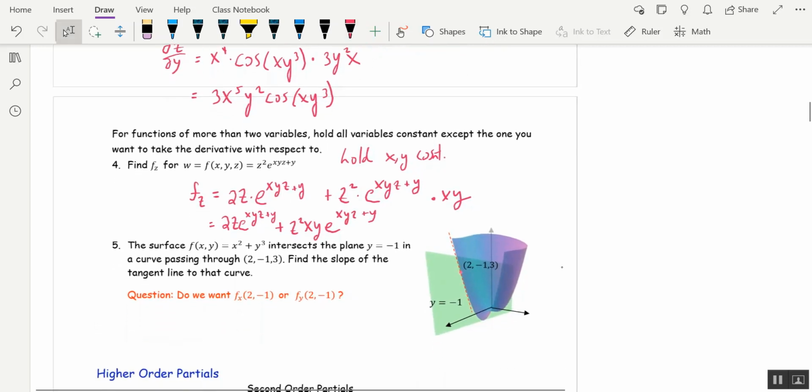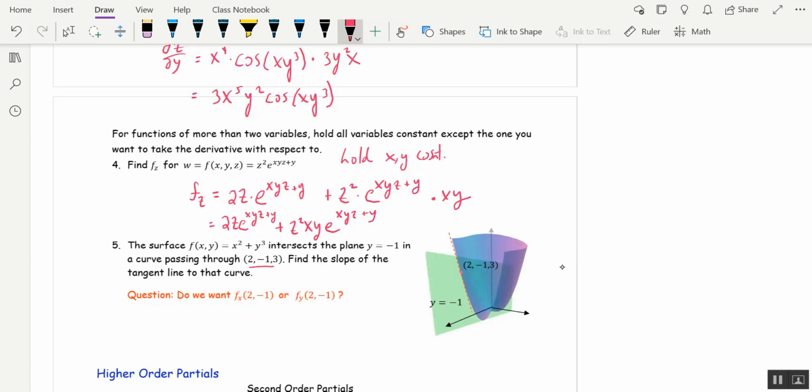Okay, here's a geometric question. The surface x squared plus y cubed intersects y equals -1 in a curve passing through this point. Find the slope of the tangent to that curve. So the question, we're being asked for a partial derivative at (2, -1). Do we want f sub x or f sub y?